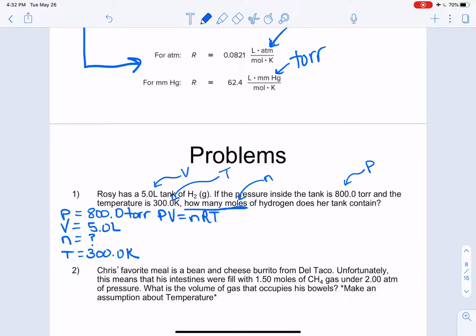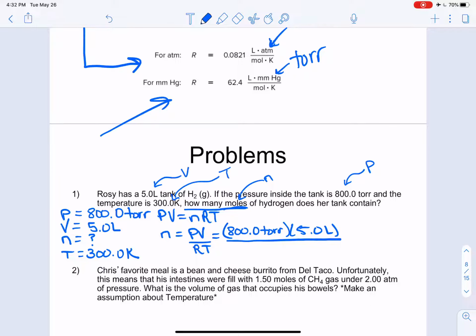And we need to solve for n, and if we use the magic of algebra, we'll get that n is equal to PV over RT, and then we can just plug and chug. And our pressure is 800 torr, and our volume is 5 liters, and R. So we have to come up here and decide which R we're going to use. And we can see that we've got torr right here. So we're going to use the R value that has torr in it. And remember, you can use millimeters of mercury or torr interchangeably.